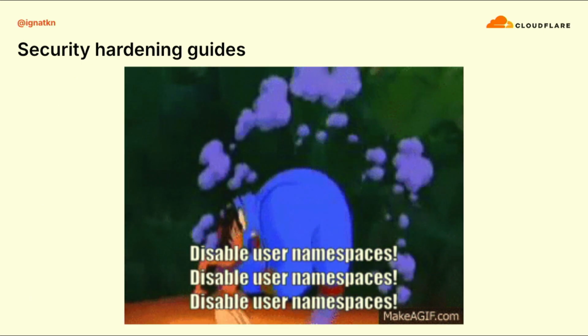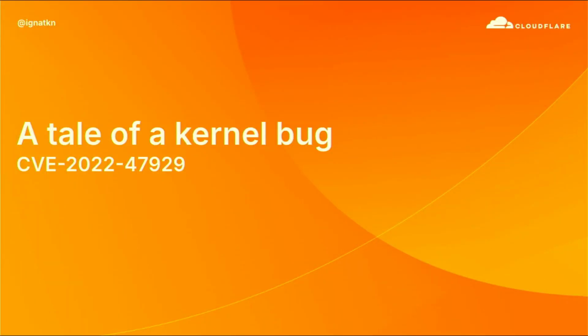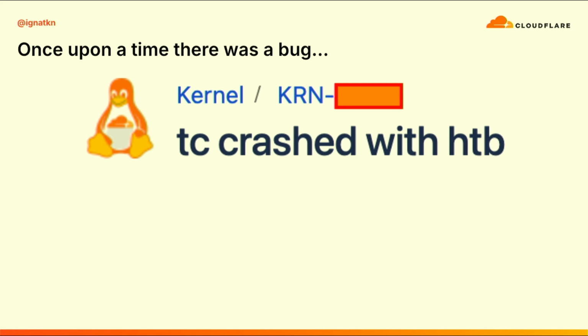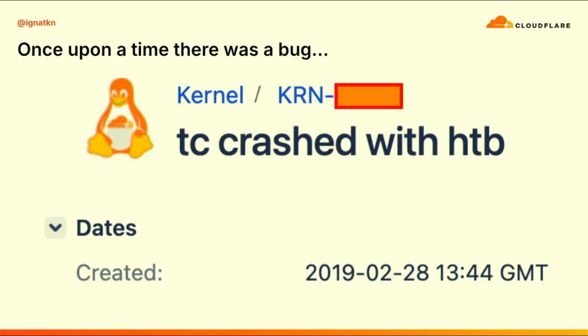And why is that? This is our Cloudflare example. It's a tale of a kernel bug that we discovered in 2022, but it started a long time ago. This is a snapshot from our Jira. One of our engineers on the ClickHouse team was experimenting with traffic control configuration on their servers, and they found a configuration where they could literally configure it and crash the system. They found it in 2019.